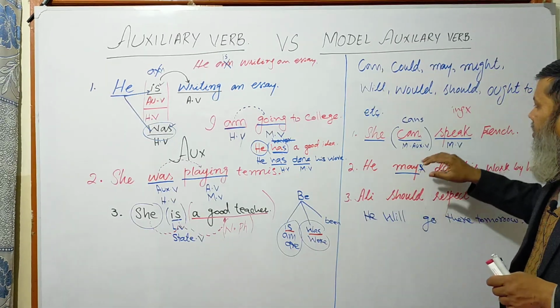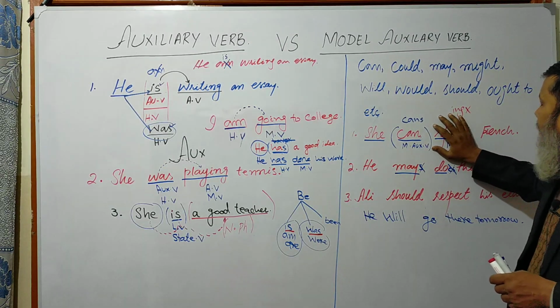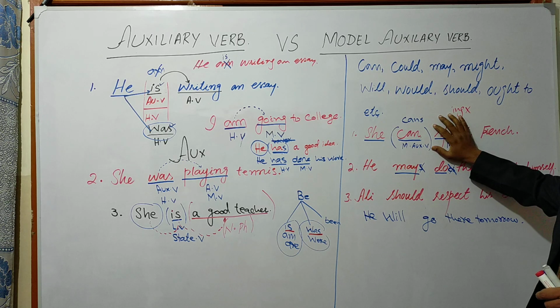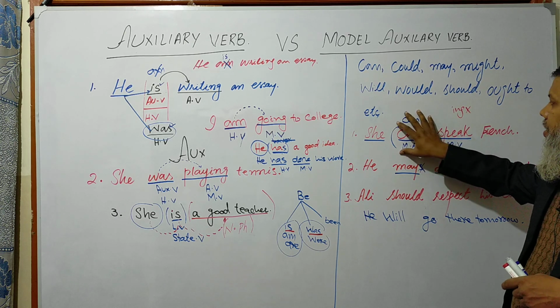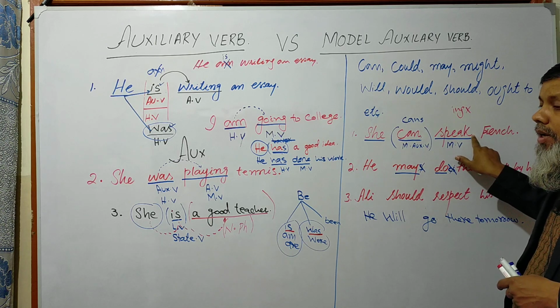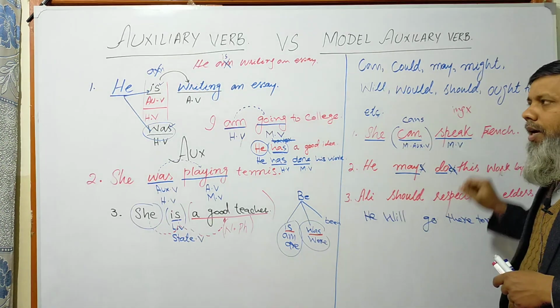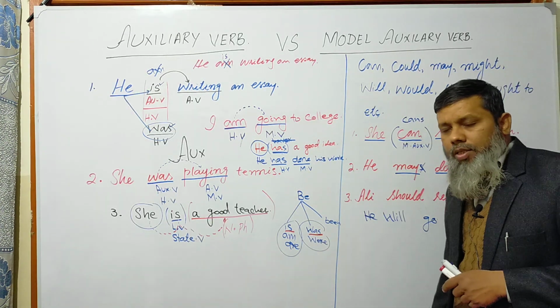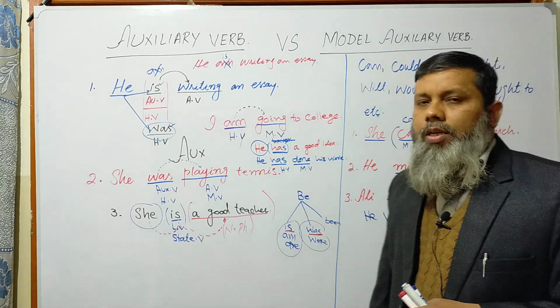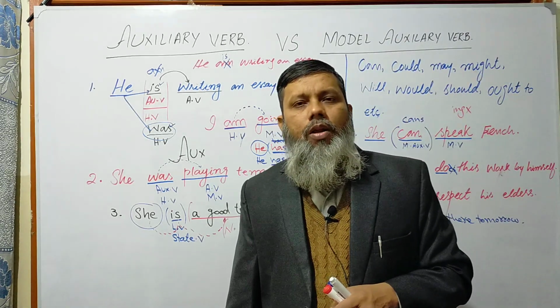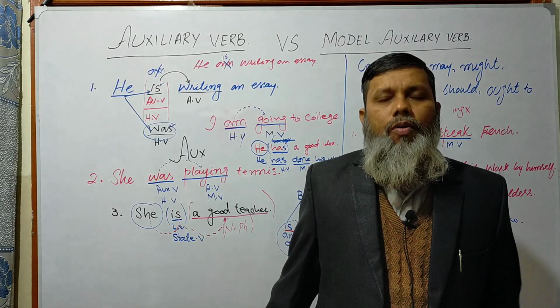We cannot say, suppose, "she can French." What does she can French? She can speak French. She can write French. Neither can we say "she speak French"; we need "she speaks French." I think you have understood the difference between auxiliary and modal auxiliary verbs.